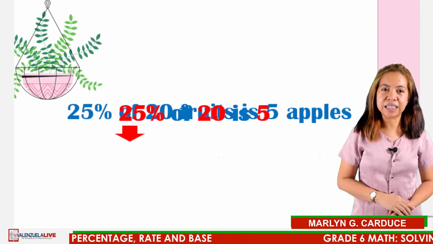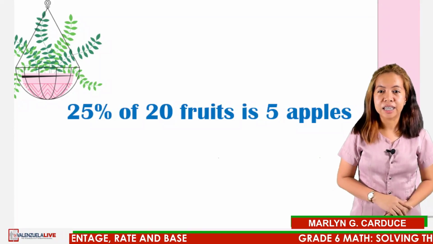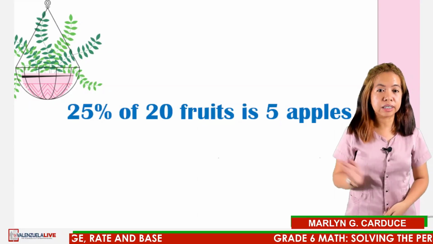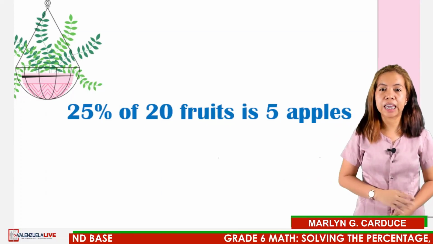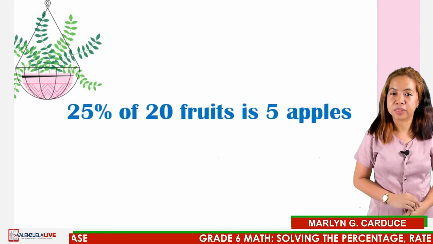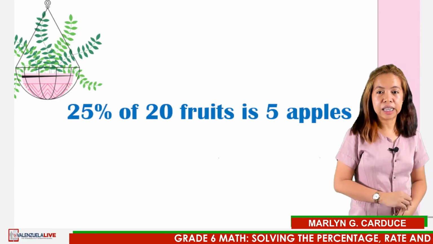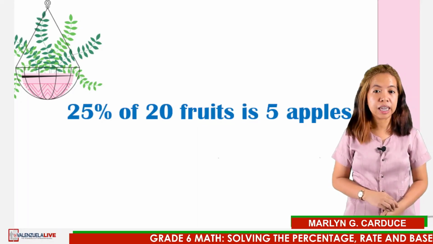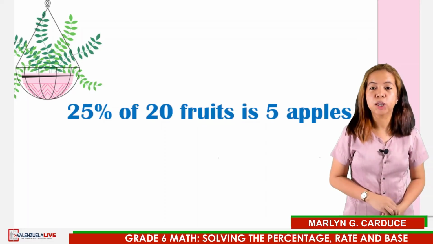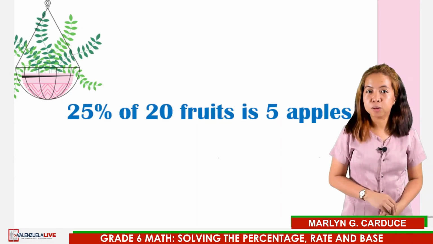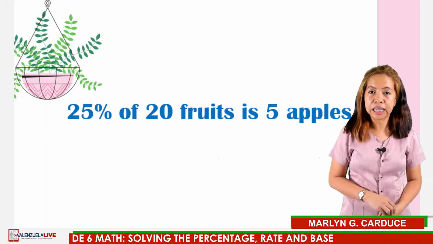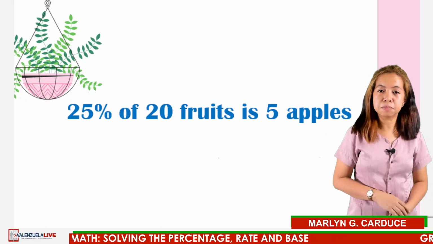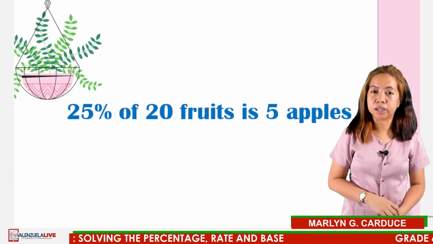So notice that there are 3 different numbers in this statement: 25%, 20, and 5. 25% is the rate, which usually has the percent sign. 20 is the base, which represents the whole or the entire number of something. And 5 is the percentage that represents the part of a whole.